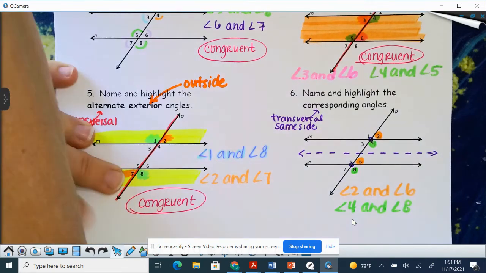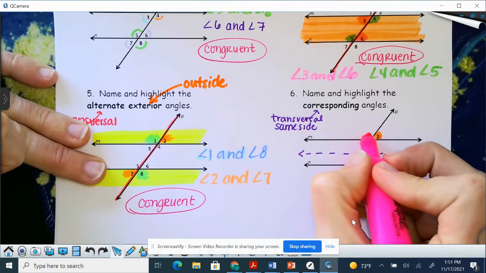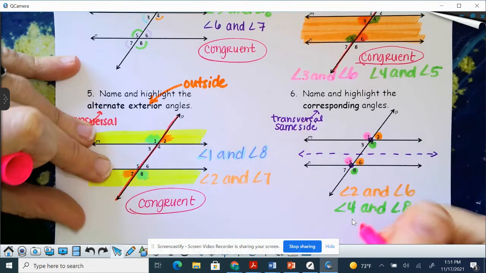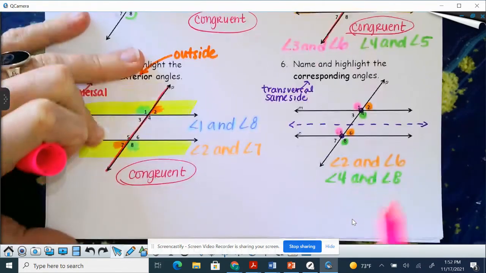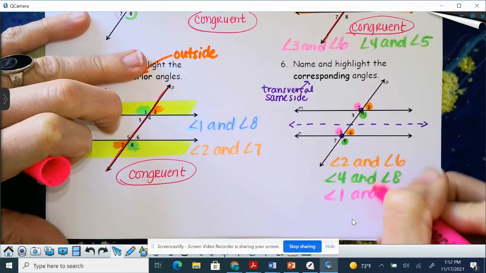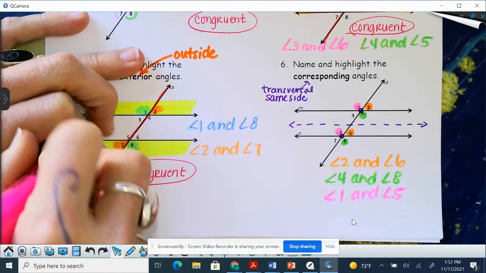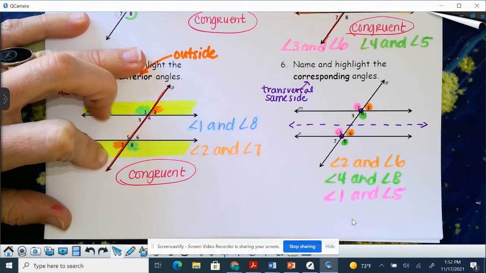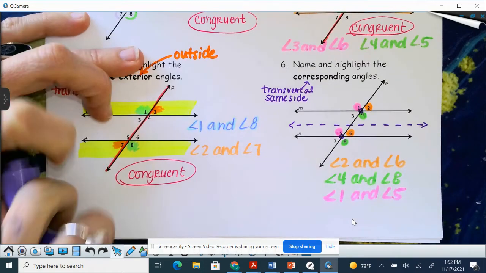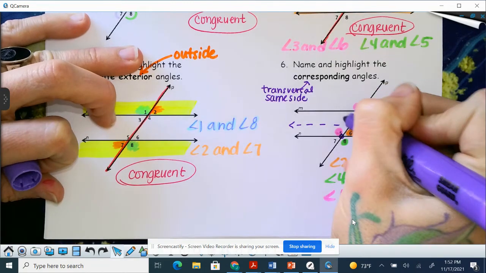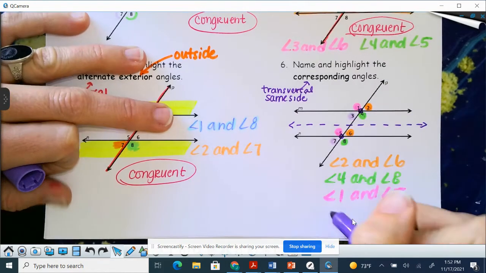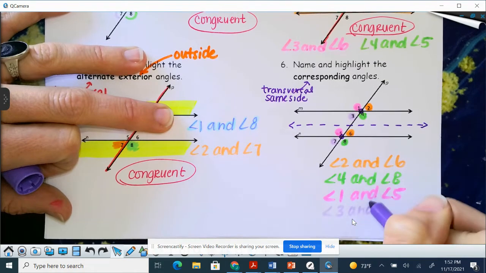Then I have 1 and 5. So 1 and 5. I can move that a little. Yep. Angle 1 and angle 5. And then last but not least, angle 3 and angle 7. If I pick up that top set and sit it on top, 3 is going to be sitting on top of 7. So angle 3 and angle 7.